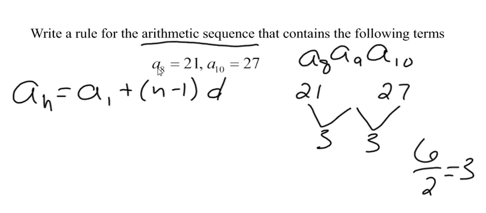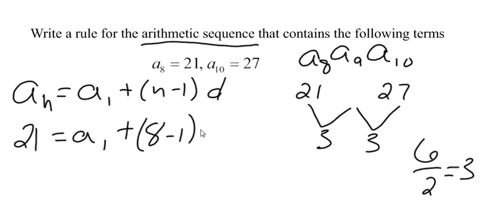Okay, I'm going to use a sub 8 equals 21, which means n is 8. It means this would be a sub 8, which is equal to 21. Right here at the end, we will substitute the value 8, and our common difference is 3. So now we have 21 equals a sub 1 plus our n value, which is 8 minus 1, and our common difference is 3.